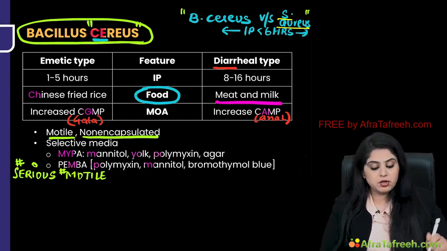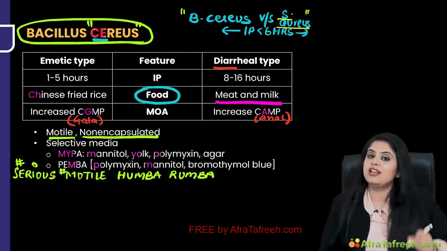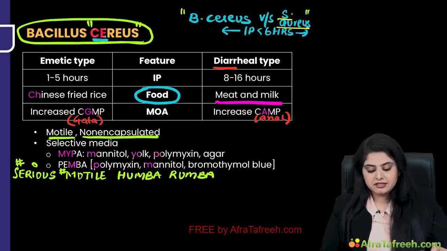So remember that serious politician who roams around a lot started saying rumba. So now you can, you know, humba rumba, these are the kind of things she started saying in her rally. You can Google and find out. So you will always remember serious politician, MYPA PEMBA. Okay, Bacillus cereus is done.